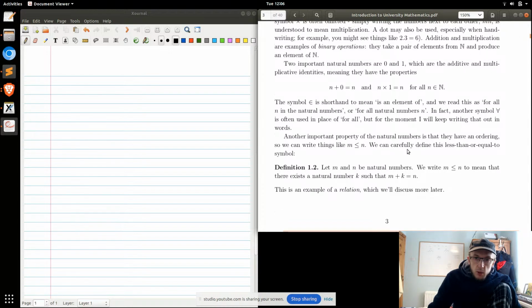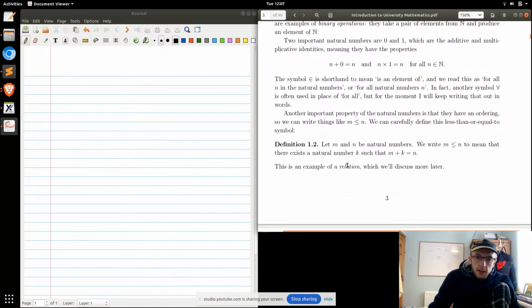Another important property of the natural numbers is that they have an ordering. So we can write things like m is less than or equal to n. We can carefully define this less than or equal to symbol. And here's the definition. Let m and n be natural numbers. We write m is less than or equal to n to mean that there exists a natural number k such that m plus k is equal to n.